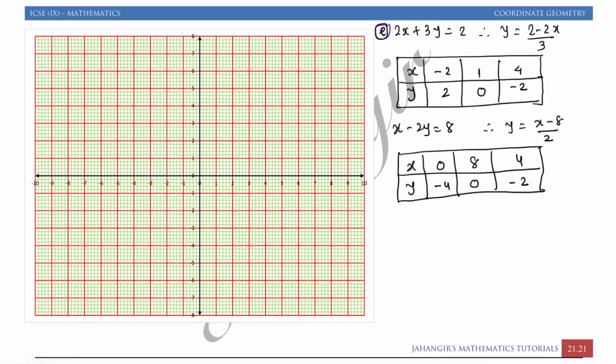Now let us start plotting on the graph. On the graph, make the x axis and y axis, intersection will be 0. This is x, x dash, y, y dash. Scale: on the x axis, 1 centimeter is equal to 1 unit. On the y axis, 1 centimeter is equal to 1 unit. Don't write units, it's unit.